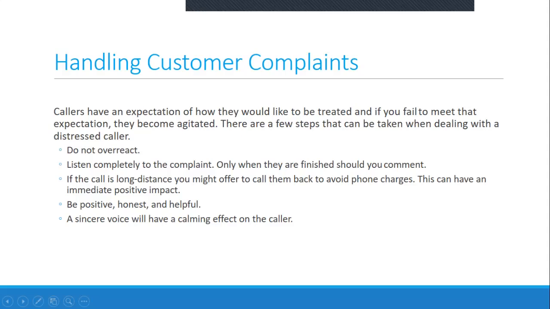Even though it might take time, if it's taking a lot of time, you can, of course, as I said before, call back the customer. And be helpful. Try to help as much as possible. Put yourself in that person's place. Have empathy, and then you would want to be helpful to the customer. A sincere voice will have a calming effect on the caller, right? So try to be as polite and as kind as you can, because the customer is already very upset over the situation.